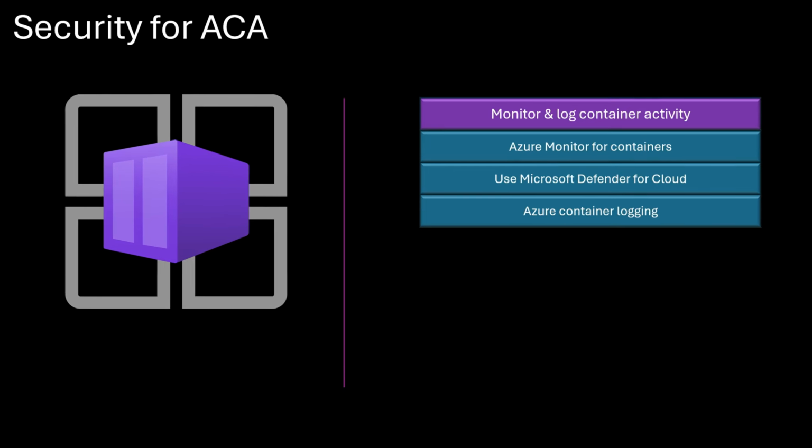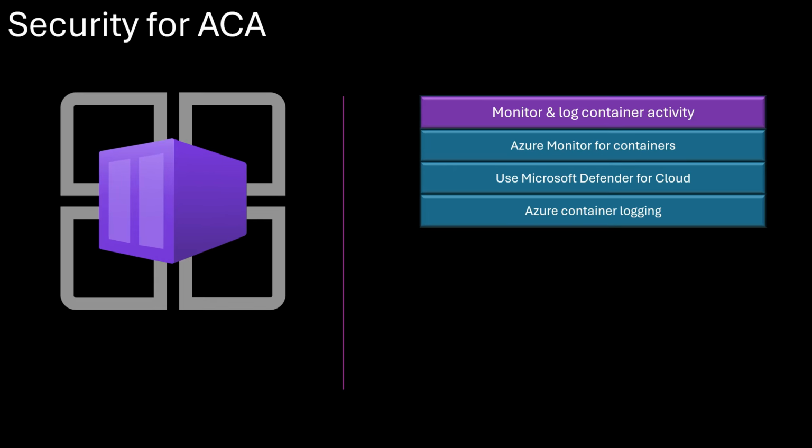You can't protect what you can't see, so you must monitor your containers for suspicious activity. How should you track? You use Azure Monitor for Containers to track container performance and security insights. Microsoft Defender for Cloud will help you identify misconfigurations and threats in ACA. And Azure Container Logging records admin actions, failed logins, and network activity for auditing. Bottom line, you should enable logging and monitoring tools to quickly detect and respond to threats when you use ACA.